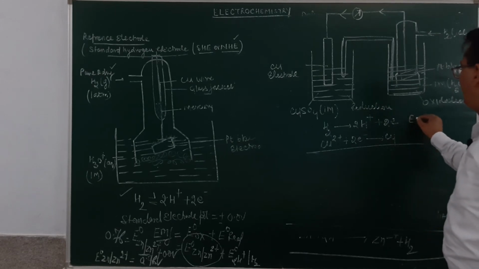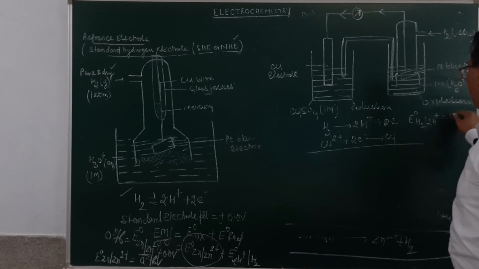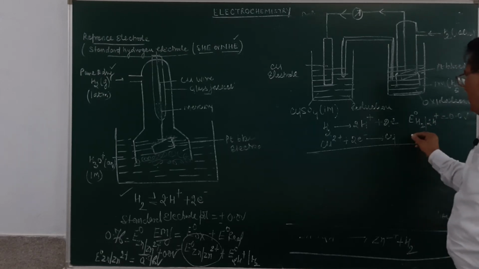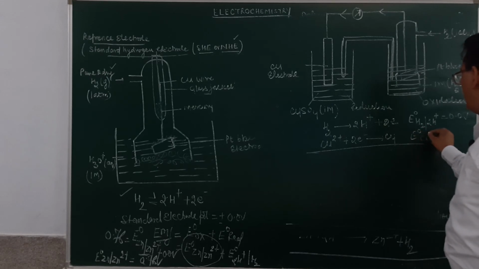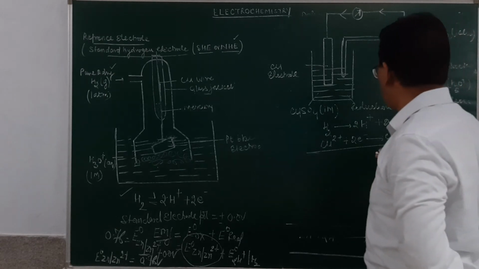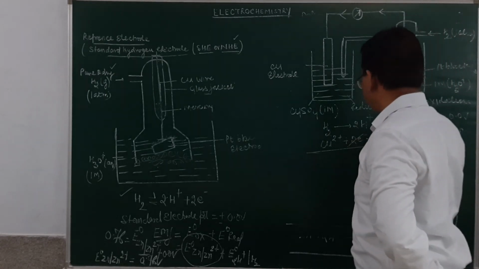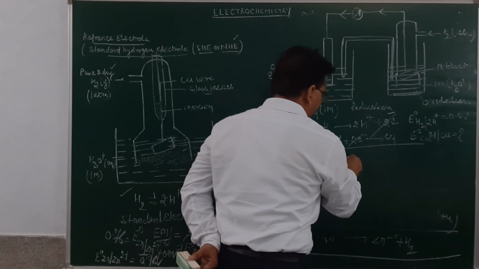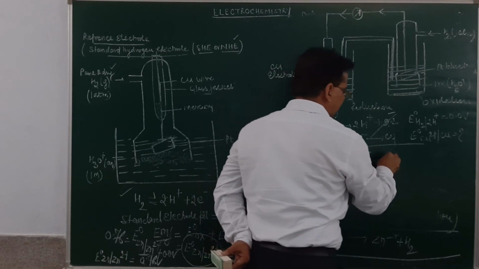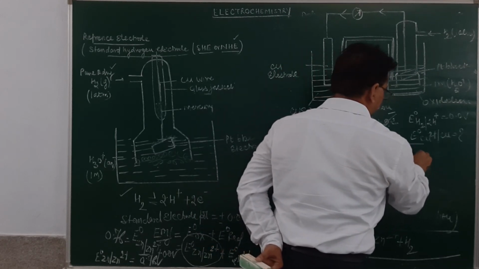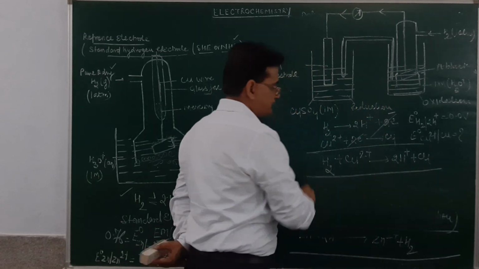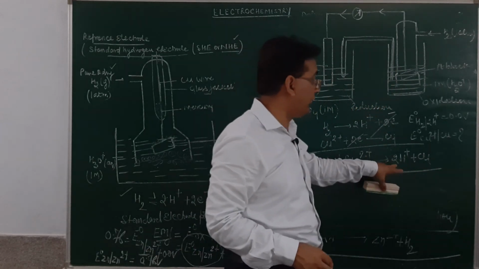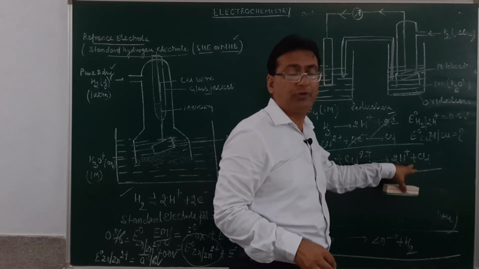Here, E oxidation of hydrogen to hydrogen ion is found to be 0.0 volt. Here, E reduction of copper 2 ion to copper is to be found out. We will sum up the reaction. The electrons will cancel out. This will be hydrogen plus copper 2 ion giving us the hydrogen ion and copper. Am I clear? So hydrogen undergoes oxidation, copper undergoes reduction.